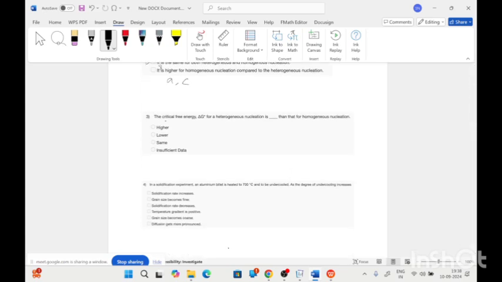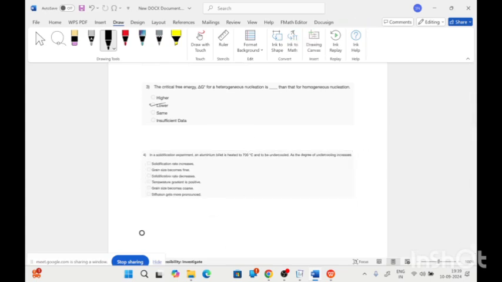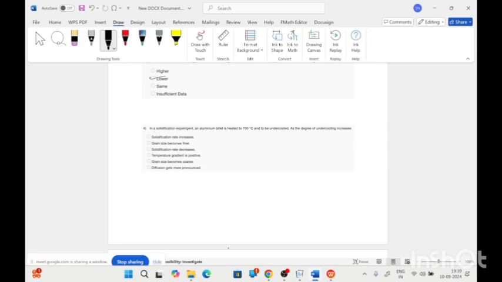In the third question, the critical free energy delta G star for a heterogeneous nucleation is dash than for the homogeneous nucleation. So the free energy required for heterogeneous nucleation is always lower as compared to homogeneous nucleation. So the correct answer is B. In the fourth question, in a solidification experiment, an aluminium billet is heated to 700 degrees Celsius and to be cooled.